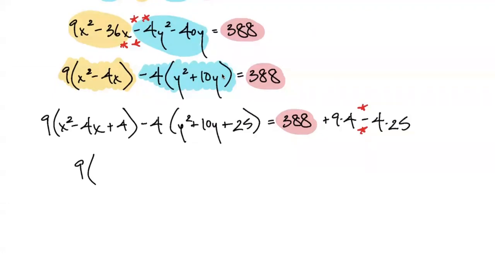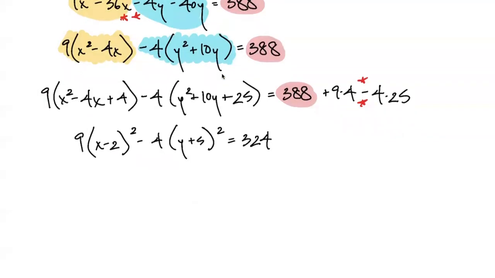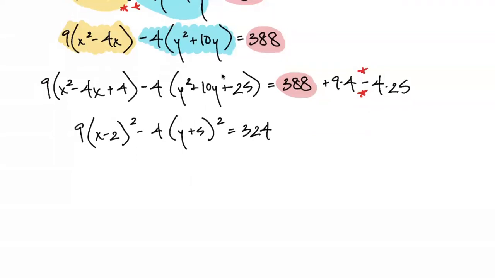We rewrite this as a perfect square. We get 9x minus 2 squared minus 4y plus 5 squared equals, we do a little arithmetic on the right-hand side and we get 324. Let's go ahead and divide by 324. It's okay that it's a really large number, but we'll divide it away so that we get on the right-hand side a 1.